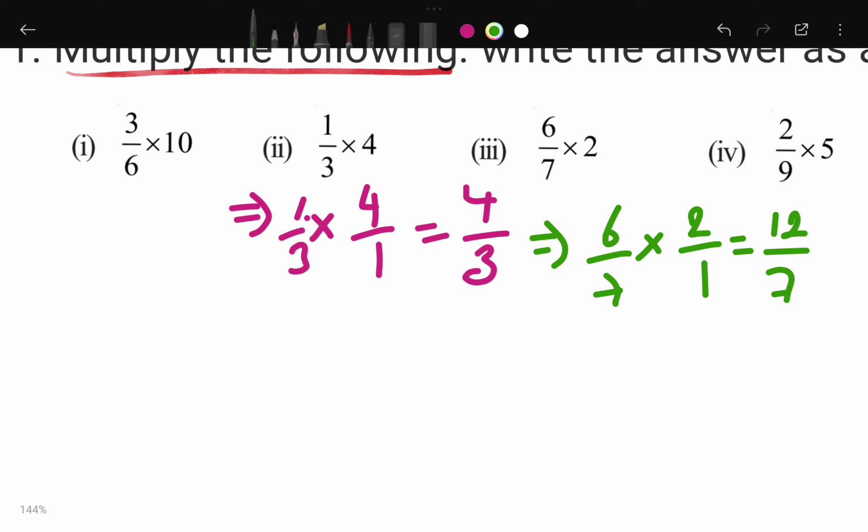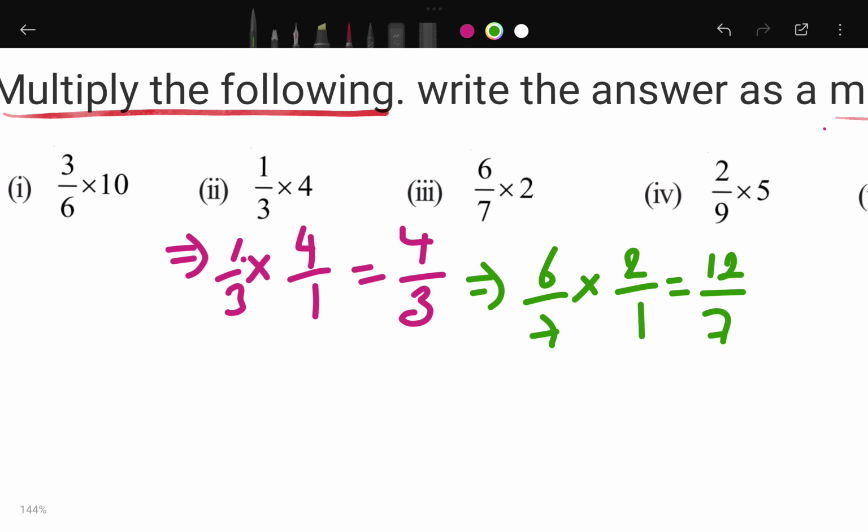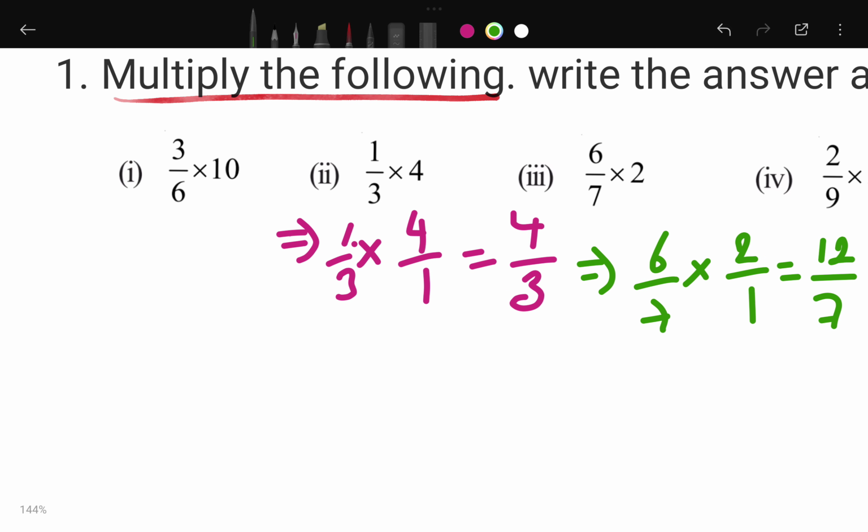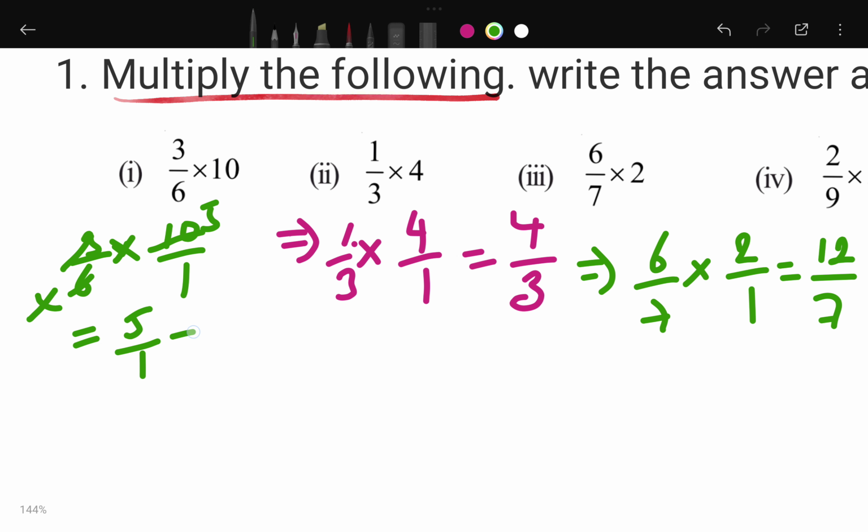And now one thing, we also have to convert this into a mixed fraction. So let's convert this. Its answer is 3 is to 6 cross 10 is to 1, right? So its answer is 2 times, and this is 5. So the answer is 5. So here its answer is only 5.